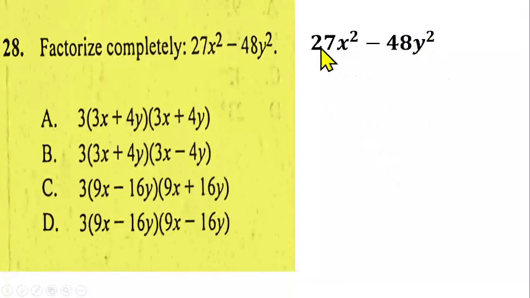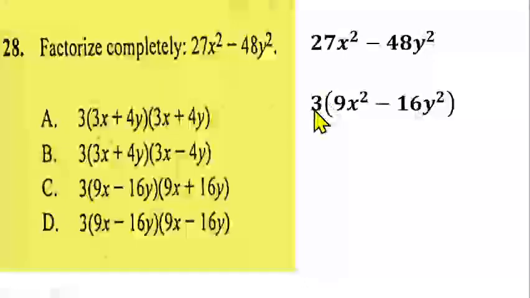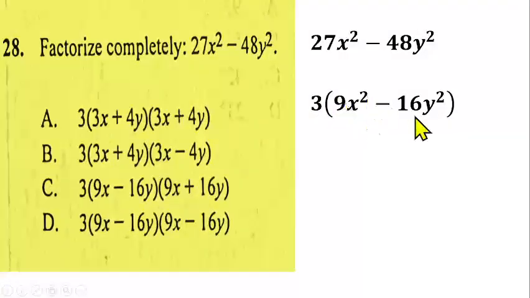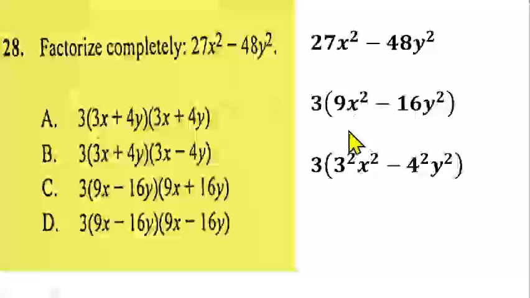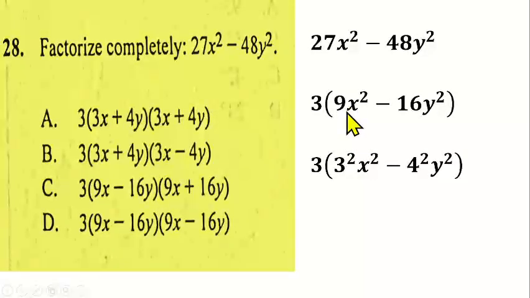But something is common to 27 and 48, which is 3, I think. So 3 is common, we can factorize 3 out, giving 9s squared minus 16y squared. Now we can see that inside the bracket, 9 can be written as 3 squared, and 16 can be written as 4 squared as well. So everything in the bracket is a difference of 2 squares.